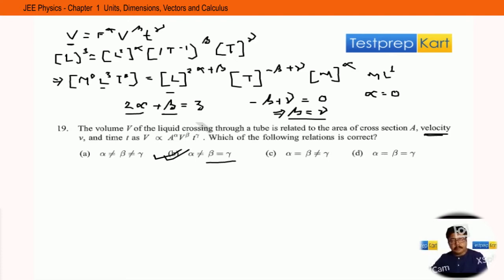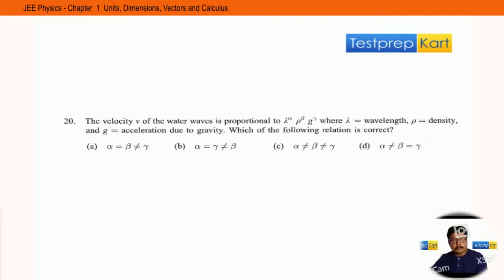I can make you clear of this concept. So whenever you get this kind of equation, you need to write down the dimensions of both hand sides. Then you need to make the comparison. Next, the velocity v of the water waves is proportional to lambda, rho, and g. G means acceleration due to gravity.